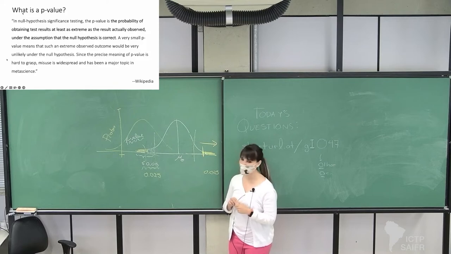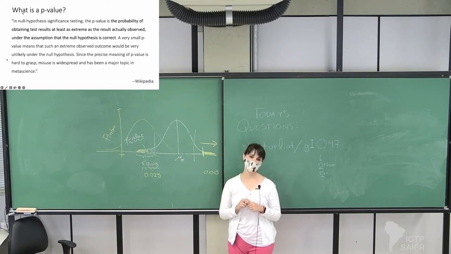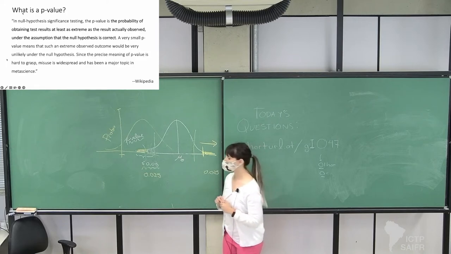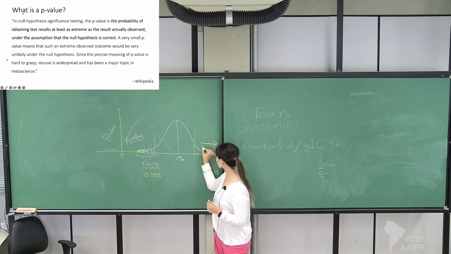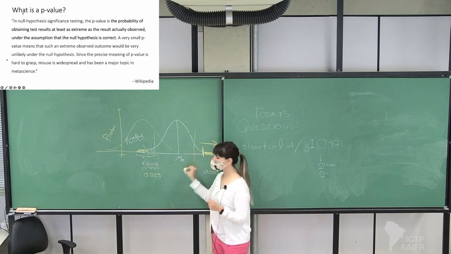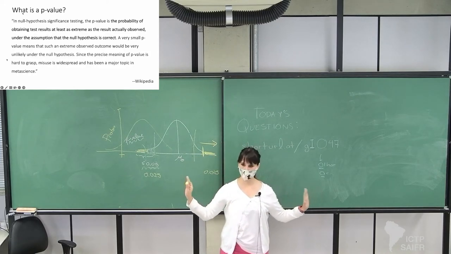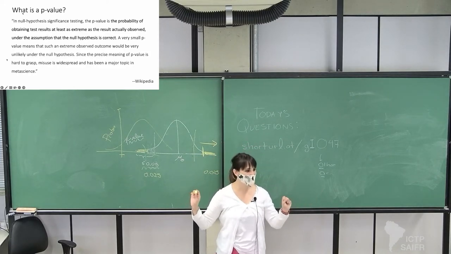But so far, we have 15 minutes. I would like to maybe finish today's lecture. I only have four more slides. But I'd like to make sure that the simple definition of a p-value is clear, because we will get into even more trouble.